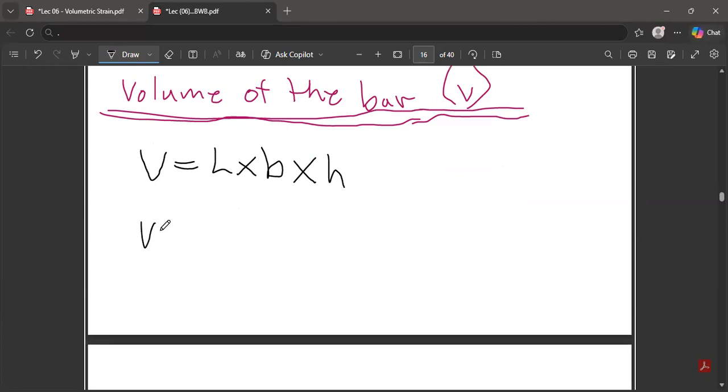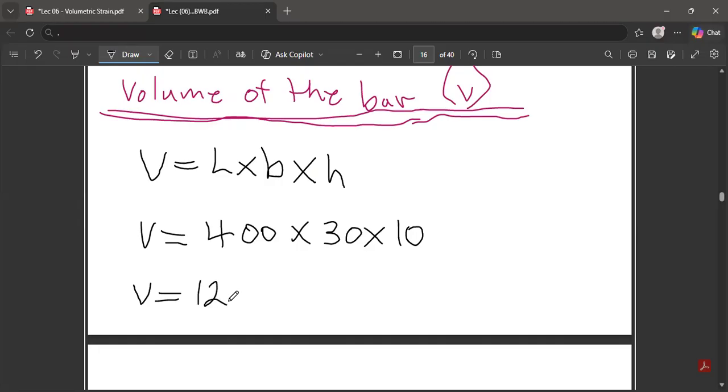Then finally, we can say that the volume of our bar, what is the length that was given? The length given to us was 400, times the breadth, which was 30, times the depth, which was 10 millimeters. Since they are all in millimeters, our answer is going to be in millimeter cube. If you multiply 400 times 30 times 10, you are going to get 120,000 or 120 kilo.